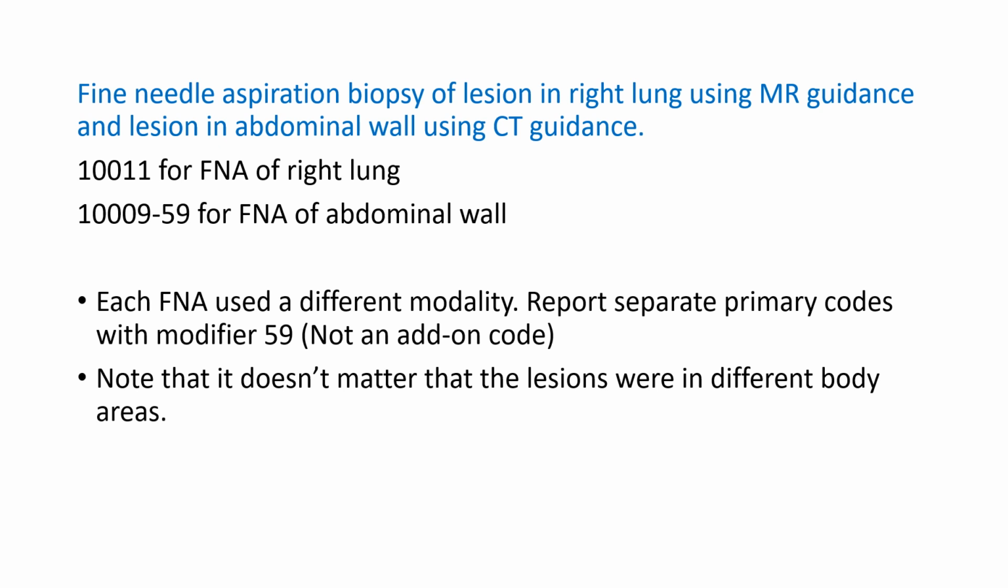You should not add modifier 59 with an add-on code. This is a primary code. As FNA of abdominal wall, the primary code is 10009. We had added the modifier with that primary code. Note that it doesn't matter that the lesions were in different body areas. Again, we need to see the imaging guidance. You don't need to worry about the body parts.